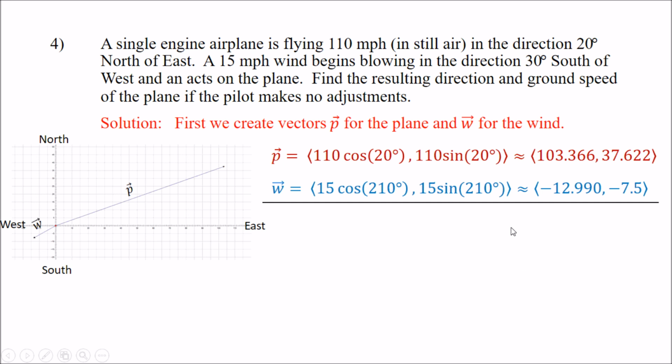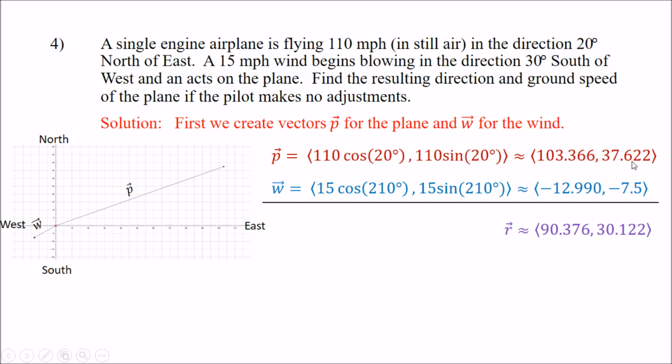Next, I want to add vector P and vector W together. So I just add the components, add the horizontal pieces together, add the vertical pieces together. And that gives me the resultant of what the plane will actually be doing. In this case, instead of going roughly 103 miles per hour to the east, he'll now only be going about 90 miles per hour to the east. So he lost about 13 miles per hour to the east.